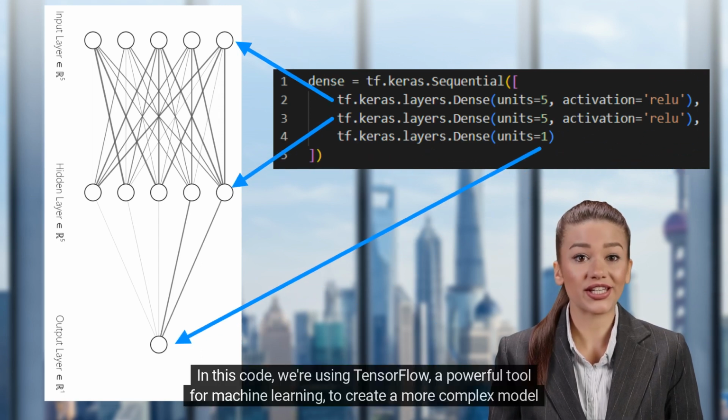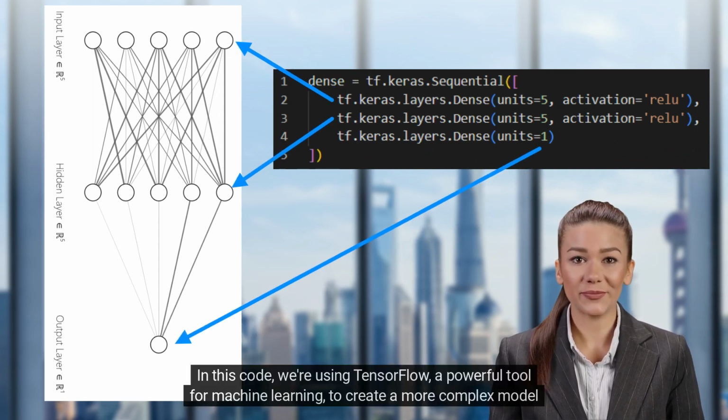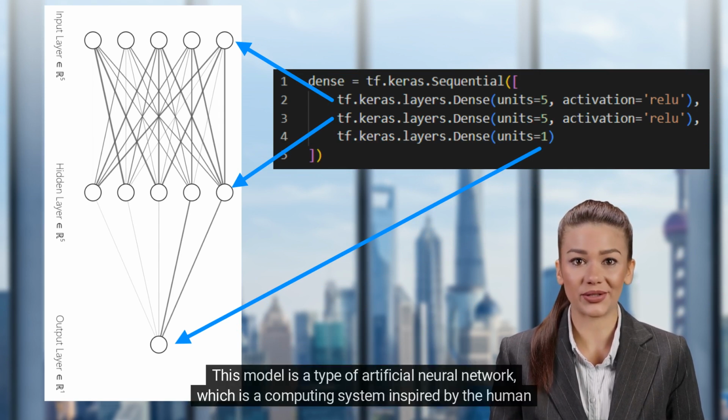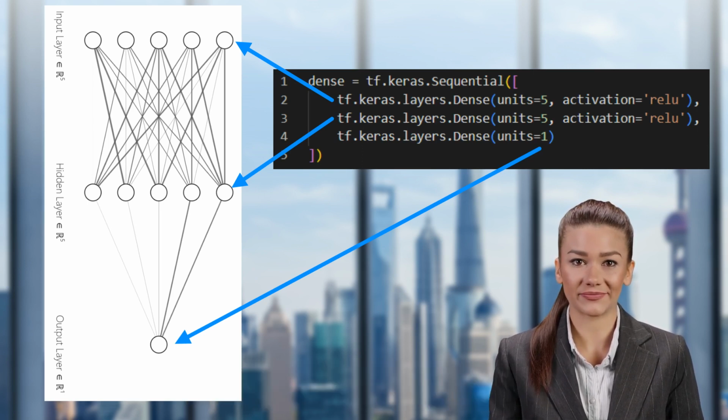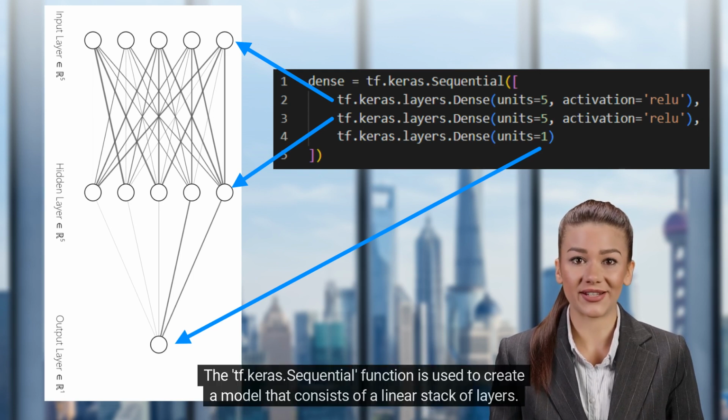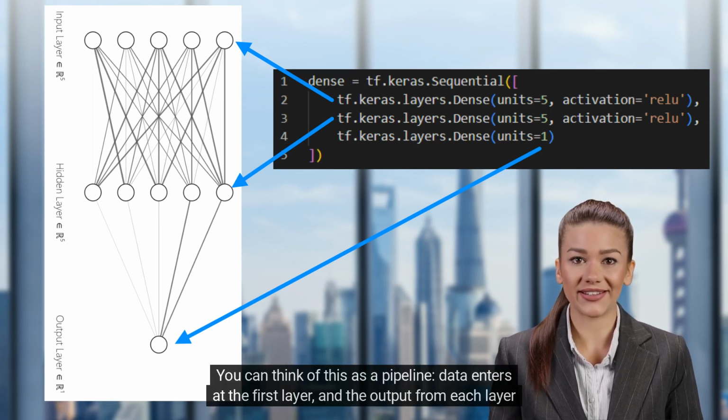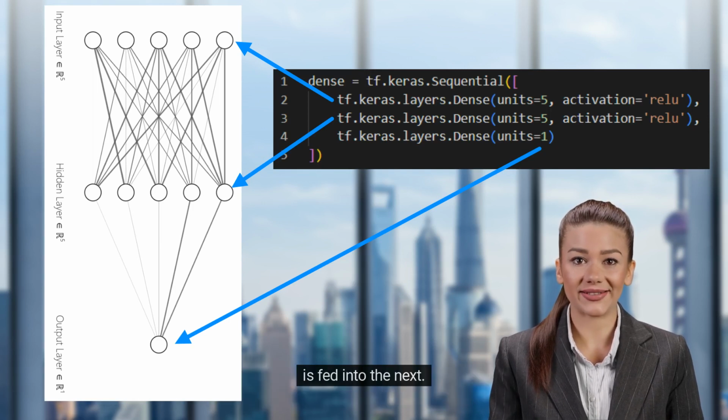In this code, we're using TensorFlow, a powerful tool for machine learning, to create a more complex model than before. This model is a type of artificial neural network, which is a computing system inspired by the human brain. It's made up of layers of nodes, or neurons, each of which performs a simple computation on the data. The tf.keras.Sequential function is used to create a model that consists of a linear stack of layers. You can think of this as a pipeline. Data enters at the first layer, and the output from each layer is fed into the next.